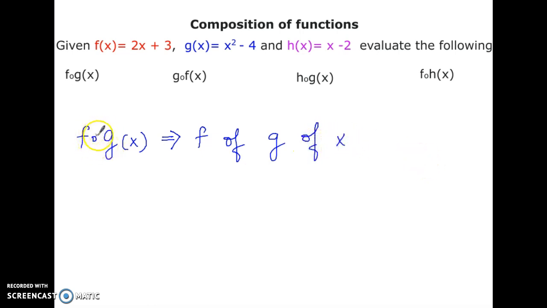This small 0 here, it must be smaller than the f and the g, and this is how we read it. Okay, so how do we actually evaluate it? Let's see.